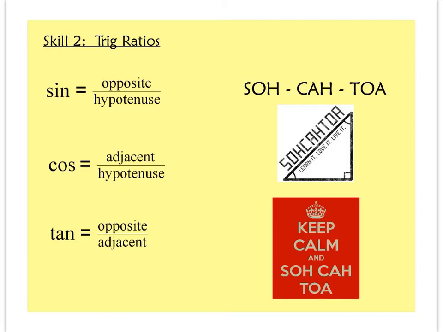When I have an angle and I have two sides, the adjacent side and the hypotenuse, I'm going to use the cosine ratio. And when I have the opposite side and the adjacent side, I'm going to use the tangent ratio. That's what those are called: sine, cosine, and tangent.